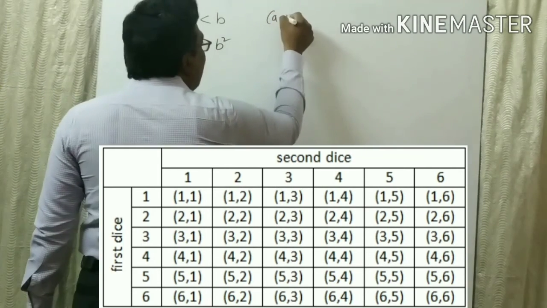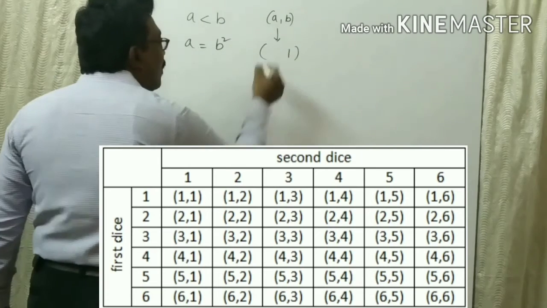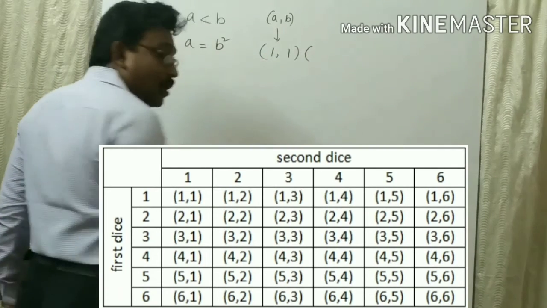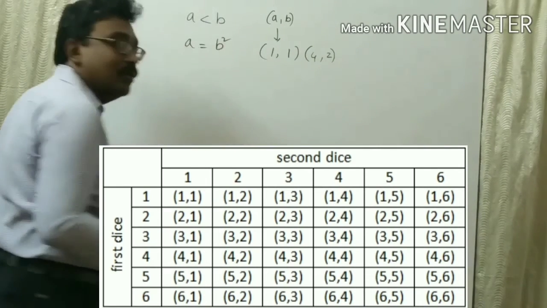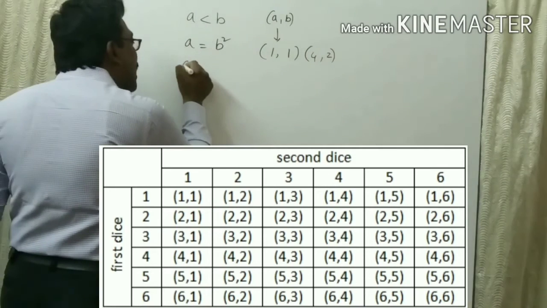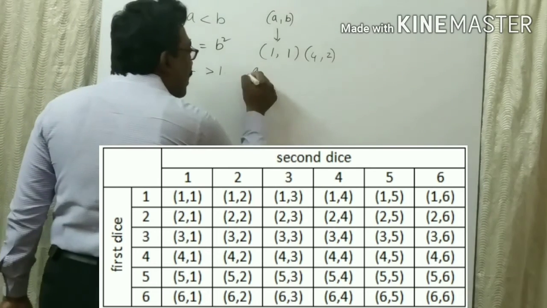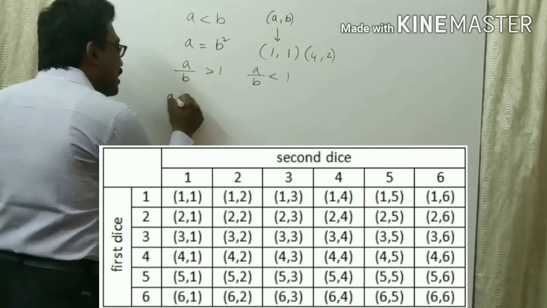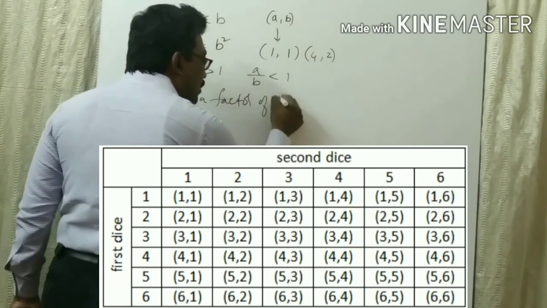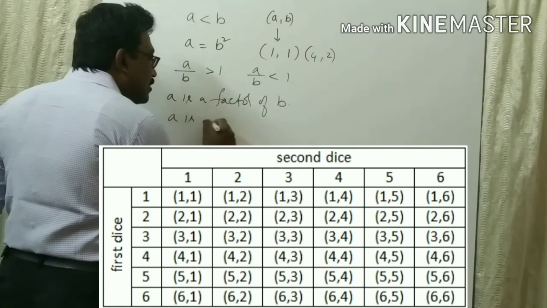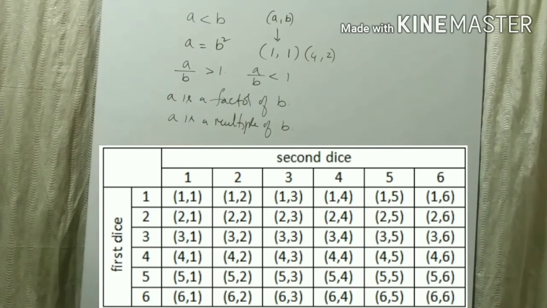Suppose (A, B). We'll see like this: A value is B square. If B is 1, 1 square, so 1 comma 1. Now, if B is 2, the A value is 4, so 4 comma 2. Or else, A by B is greater than 1. Or else, A by B is less than 1. Or else, A is a factor of B. Or else, A is a multiple of B.